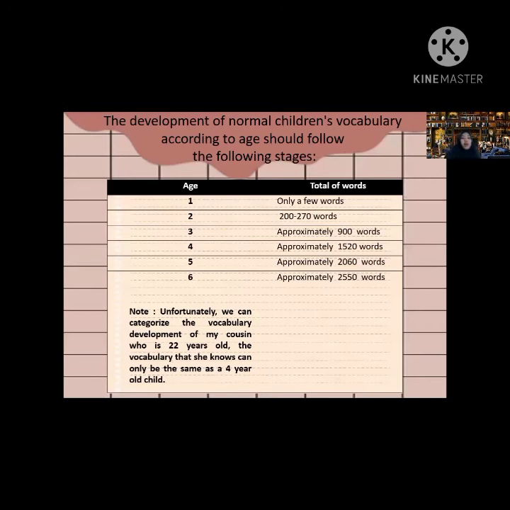So this is a simple table of the development of normal children's vocabulary according to the age. This is the following stage that should be mastered by the child, if we want to say that the child is a normal child. Now, at the age of 1, of course, only a few words should be mastered by the child.